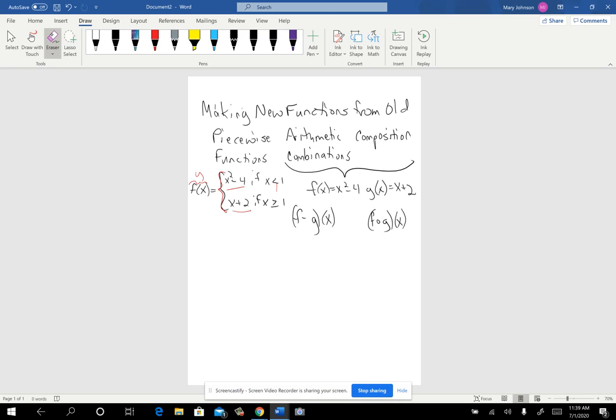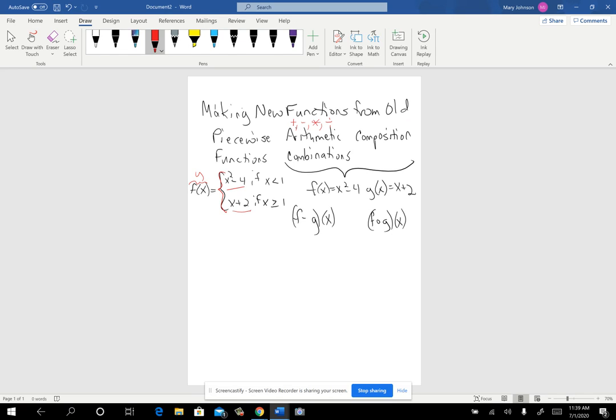I'm going to go through this for each of them. Now, arithmetic combinations deal with when you add, subtract, multiply, or divide two functions in order to come up with a new one. Those operations are the same operations you do with numbers. It's just we're going to use them with functions, not just numbers.